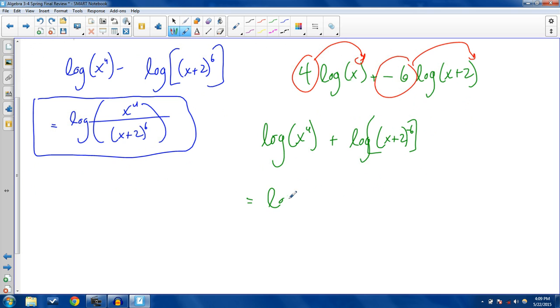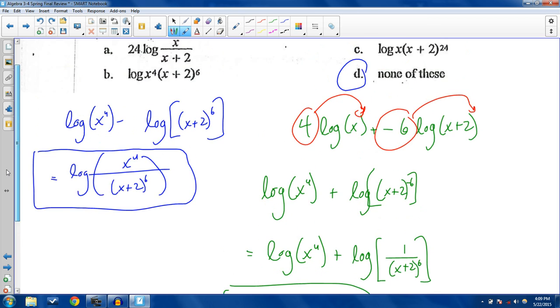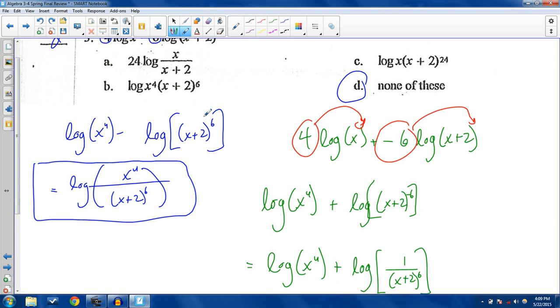So this would be log of x to the 4th plus log of 1 over x plus 2 to the 6th power. And look what happens, because it's a plus, now we're going to multiply. So when you multiply these two together, this would be log of x to the 4th times that, and so it goes on top. Notice how it just ends up becoming the same thing as it was before. And as you could see, it was not any of these other answers, and you can see what the other ones are. Those aren't the answer. So your final answer there is D.